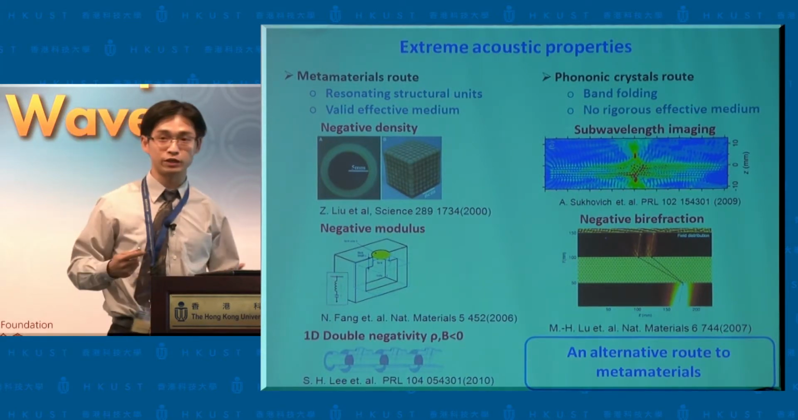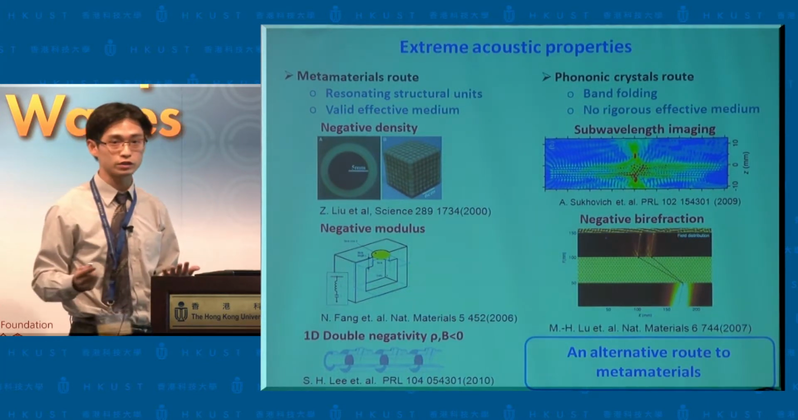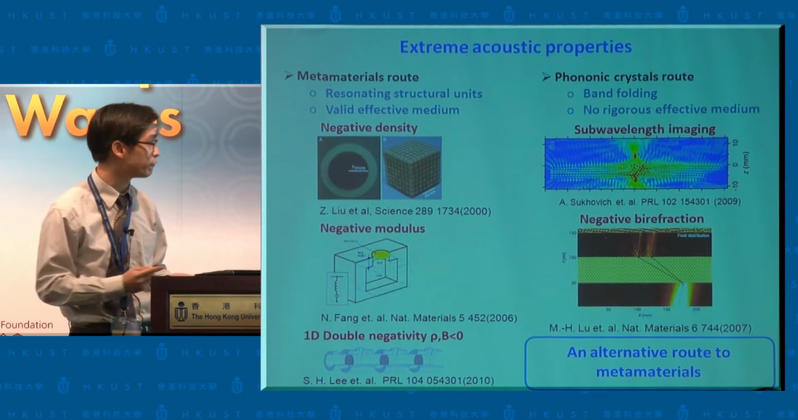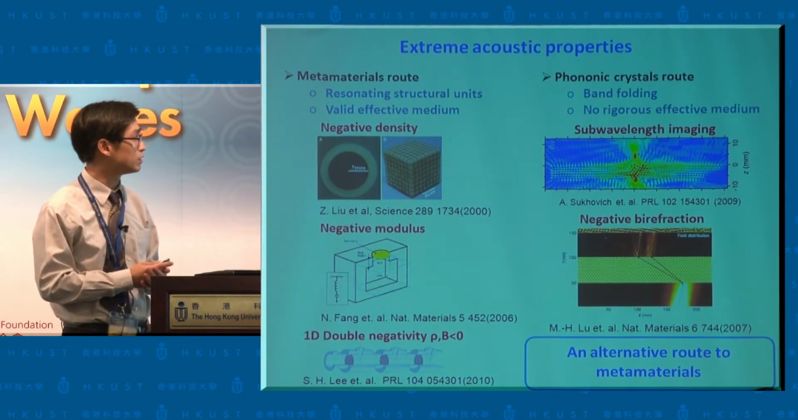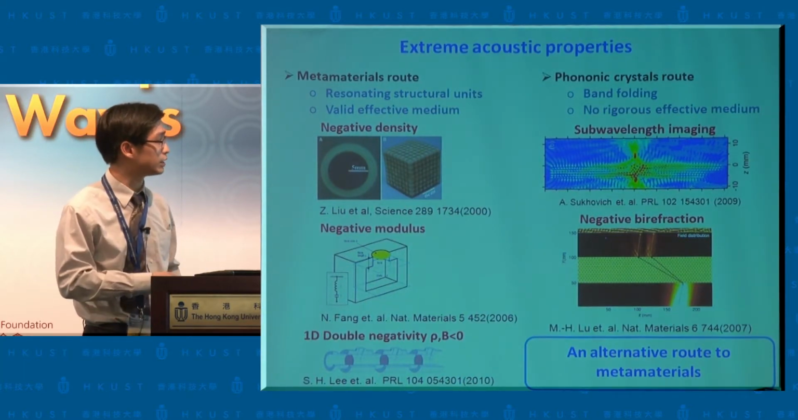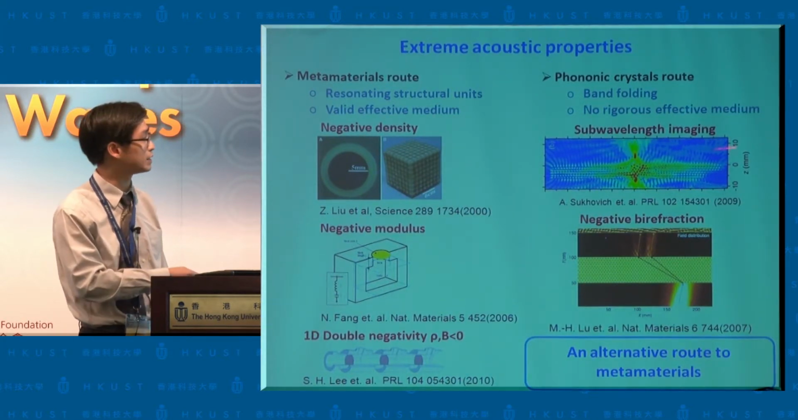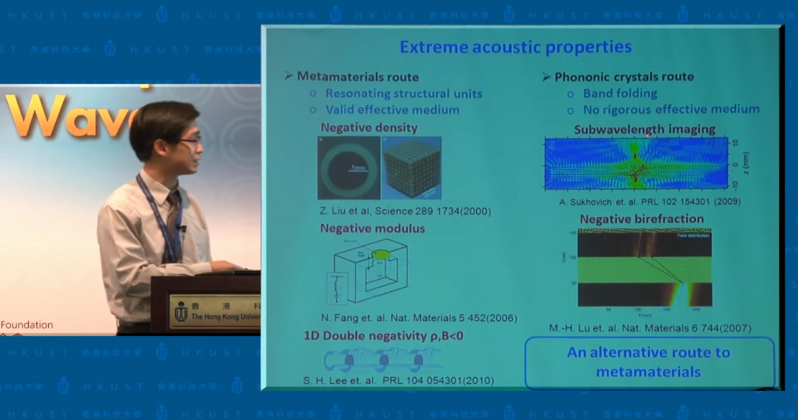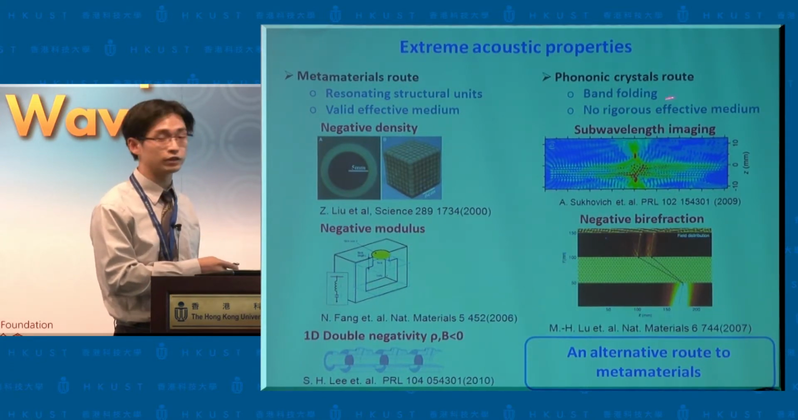But people sometimes may not want to use the resonating structural units because maybe we want a lower loss, maybe we want a larger bandwidth, or we want an easier way to scale it up to 3 dimensions. So people are seeking different ways to do the same job. Very interestingly, there is another route by using phononic crystals, which I show on the right-hand side. This is an alternative route to metamaterials. They are working on different principles.